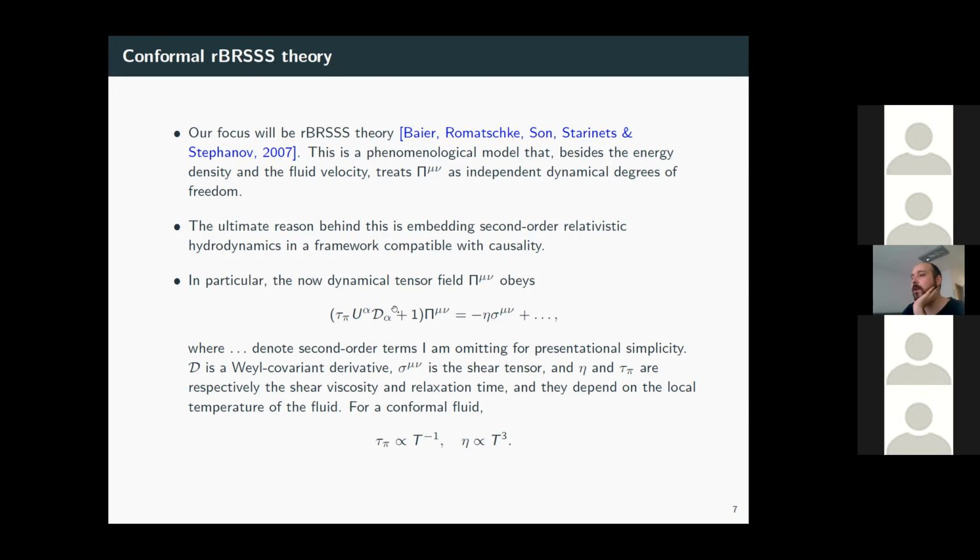This is just a co-moving derivative. You don't have to worry about it. Pi mu nu is the dissipative tensor, sigma mu nu is the shear tensor, and eta is the shear viscosity of the system. In this part of the talk, we are going to be dealing with a conformal fluid. So just by dimensional analysis, we know that the shear viscosity has to scale as the local temperature of the fluid to the third power, and the relaxation time has to scale like the inverse of the local temperature of the fluid.